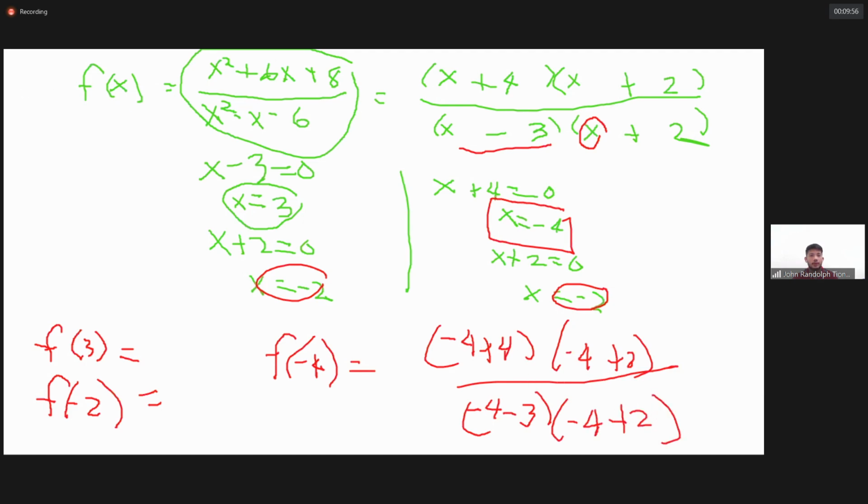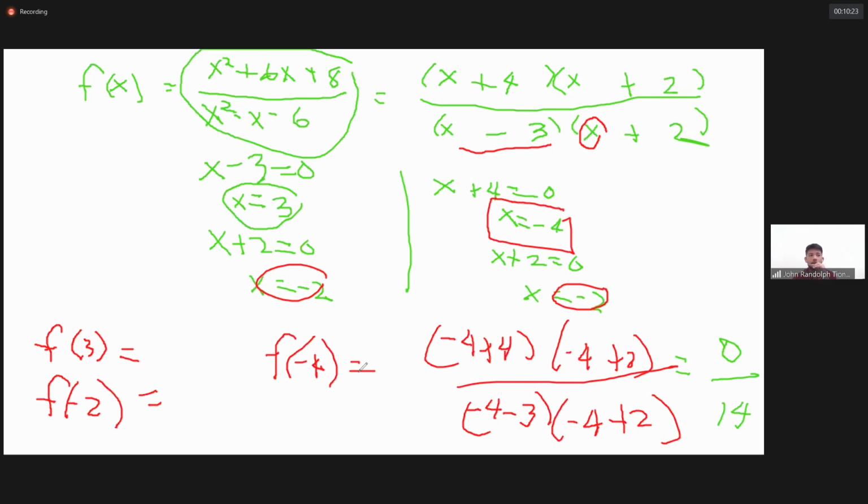So, sa numerator, meron kang negative 4 plus 4, this is 0. 0 times negative 4 plus 2 is just simply 0. Sa baba naman, negative 4 minus 3, that's negative 7. Negative 4 plus 2 is negative 2. Negative 7 times negative 2, that's going to be 14. So 0 over 14 is just simply equal to 0.